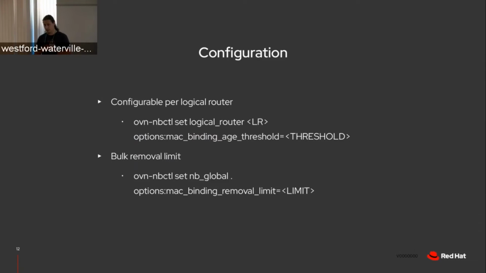And the second configuration is for the problem I was talking about. If you have multiple MAC bindings that are within more or less the same time frame, we have introduced something called bulk removal limit. You can configure how many rows the Nord D will remove in one go, in one loop. So if you configure it to 5, it will not remove more than 5 rows. What it does is that it helps to spread out this short time frame.